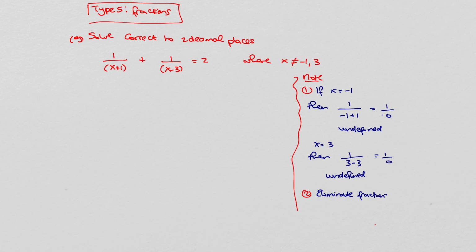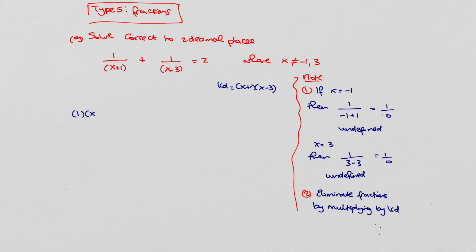And also the second thing to note is when we're eliminating fractions to solve here, then we multiply across by the lowest common denominator. But we have to make sure we multiply both sides by the lowest common denominator. So our lowest common denominator here is x plus 1 by x minus 3. So that means I'm going to multiply everything across by x plus 1, x minus 3.